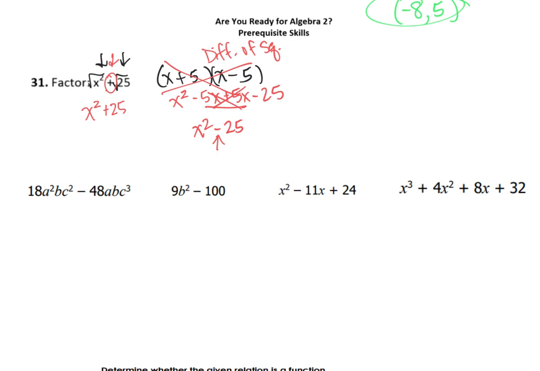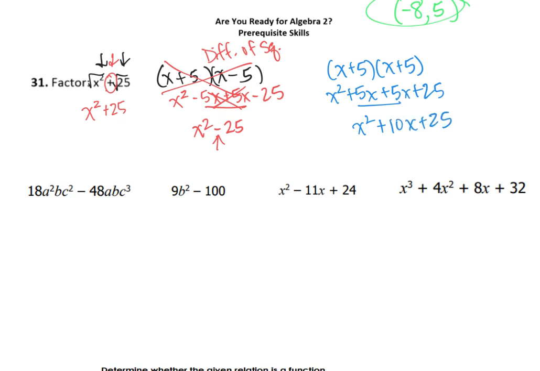So then I always get some students who are like, oh, well, I got this then, Miss Larson. This is going to be x plus 5 times x plus 5. They're both positive. But when FOILed out here, I get x squared plus 5x plus 5x plus 25. And the middle two positive 5x's make 10x. So now we've got this extra 10x in the middle, and my original problem didn't have that. So x plus 5 times x plus 5 cannot be the way to factor it.